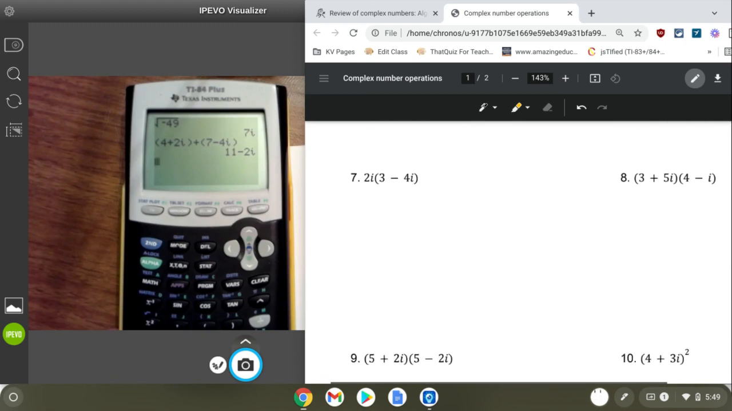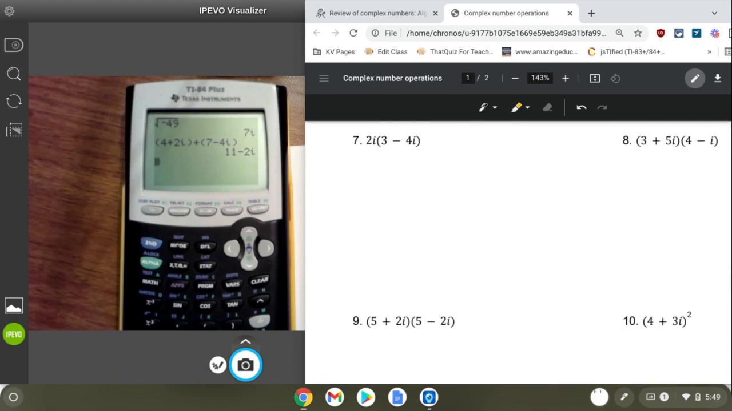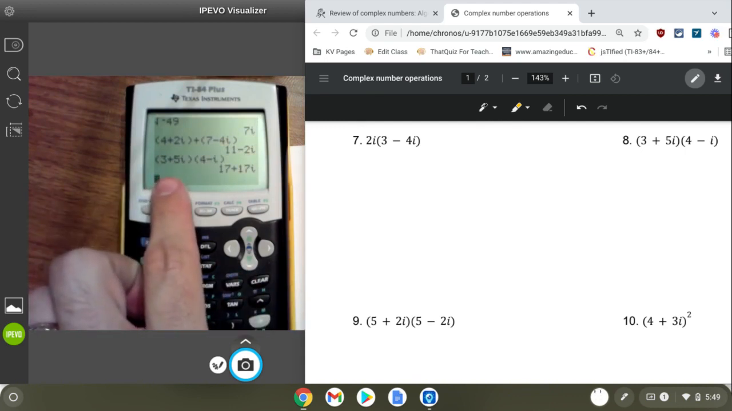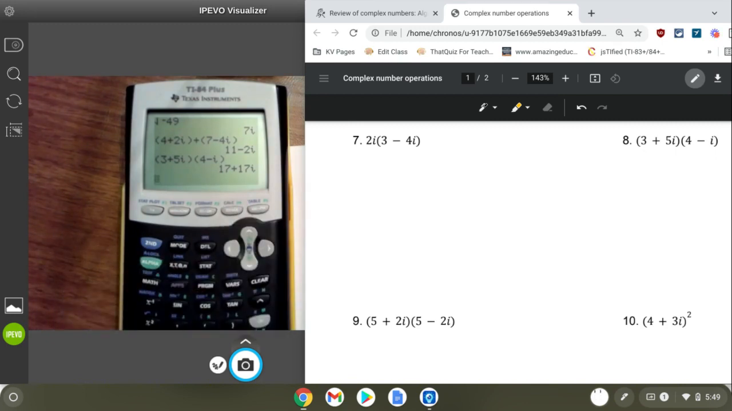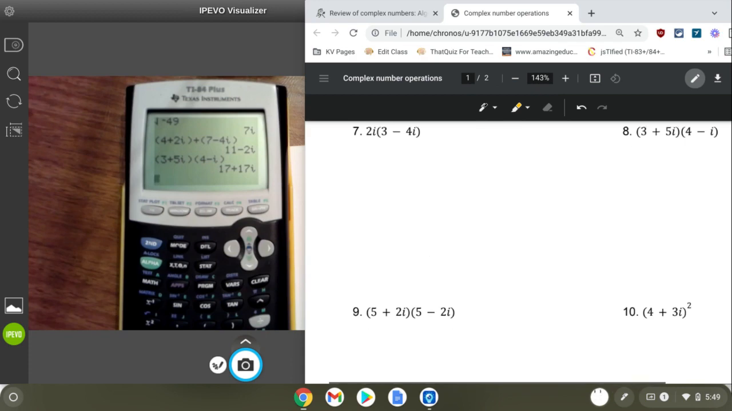On 7, 8, 9, and 10, these are all the ones where you have to multiply them. So say if I'm looking at number 8, for example, I'll do 3 plus 5i, and you can press the multiplication if you want to, or just sit them right next to each other. There we go. And it will multiply them for you. So it's just like regular multiplication, where you do the double distributive property, but wherever there's an i squared, like at the end, 5i times negative i, you're going to replace the i squared with a negative 1.